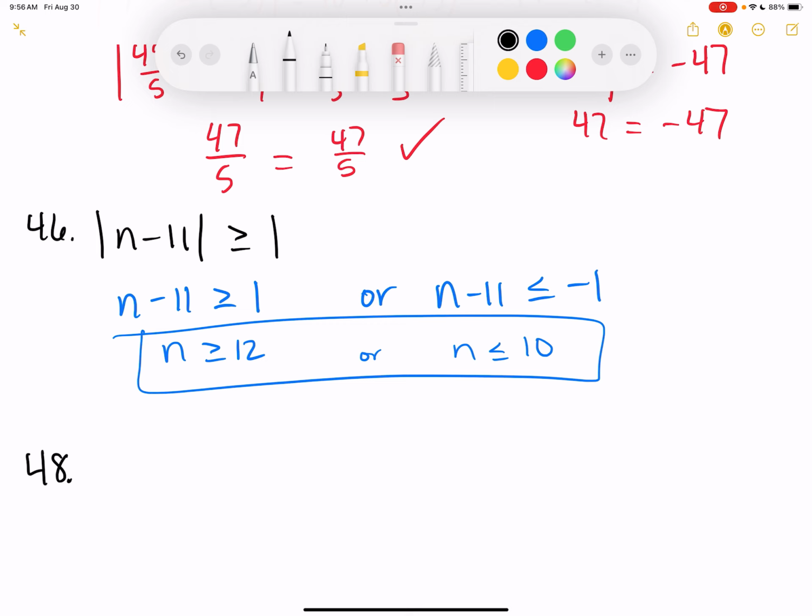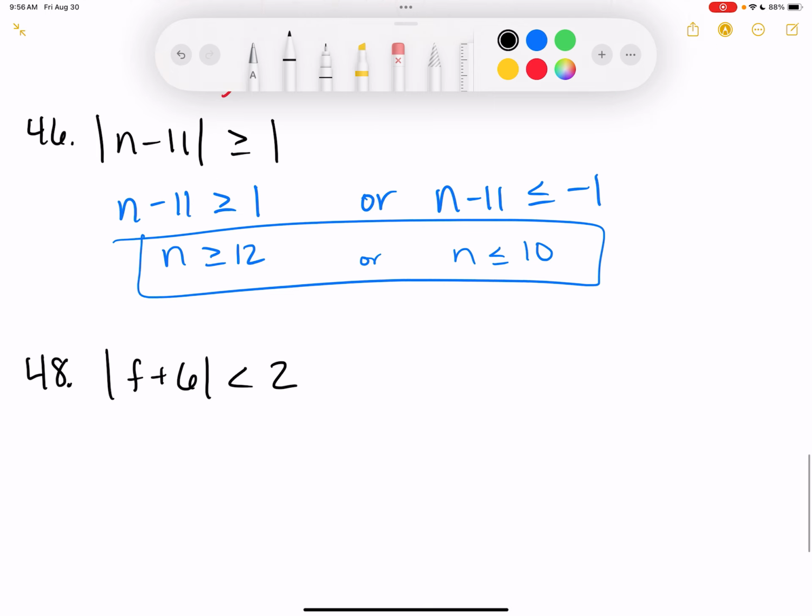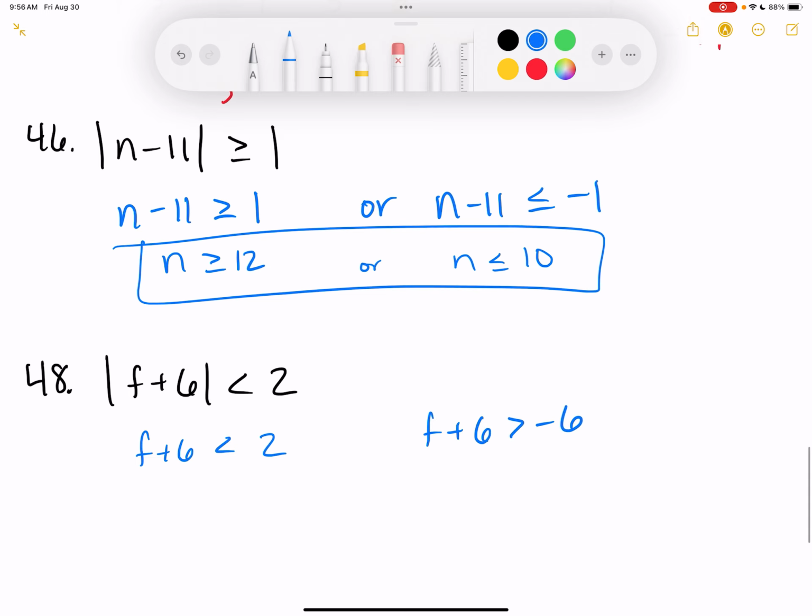Number 48. Absolute value of f plus 6 is less than 2. So what do I get with this one? Or what are my two? f plus 6 is less than 2, or f plus 6 is greater than negative 2. Does anybody remember what my mom's sayings were for less than, greater than? Why did I write negative 6? I don't know. I was thinking about the next thing.